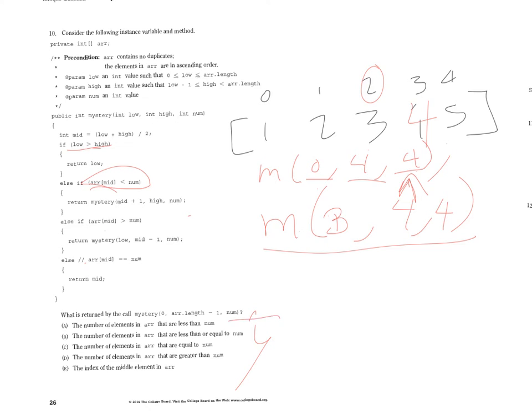So now let's look at the answers. 3 is the result. What is the number of elements in an array that are less than num? In this case, there are 3 numbers less than 4. These are the 3 numbers that are less than 4. So it looks like A is correct. If B was correct, it would have returned 4. If C was correct, it would have returned 1. If D was correct, it would have returned 1. And so in this case, the answer is A.